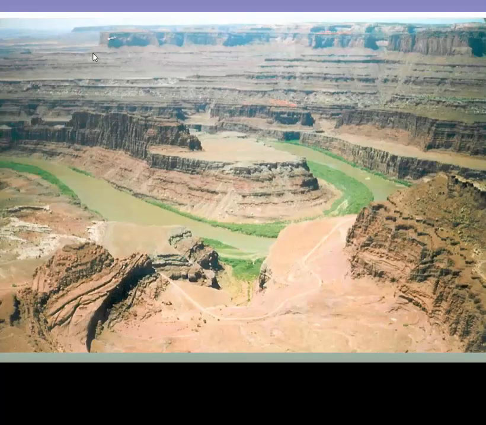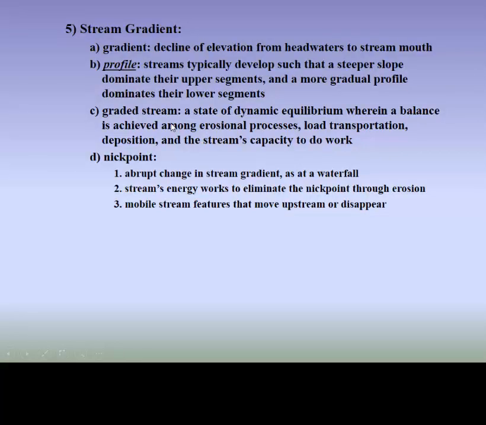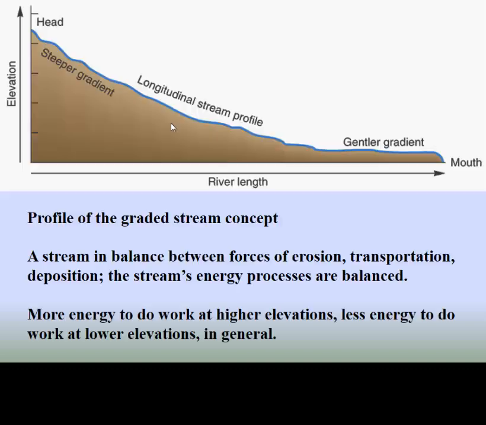This is a picture here at Dead Horse Point up in Utah that I took a few years ago. So I believe this is the Green River, which meets up with the Colorado River. But you can see this beautiful strata right here. We have a profile. They have steeper slopes that dominate their upper segments, and then they get lower and lower as the stream gets older, or the lower Mississippi. And so you can see this gentle gradient down to its mouth, but the steeper gradient where it forms.